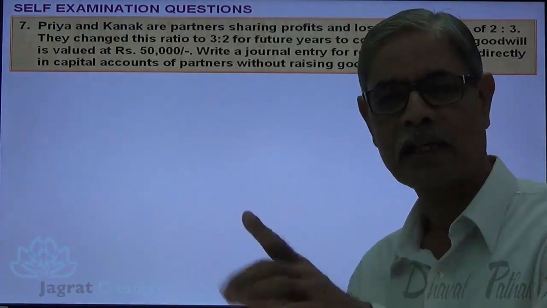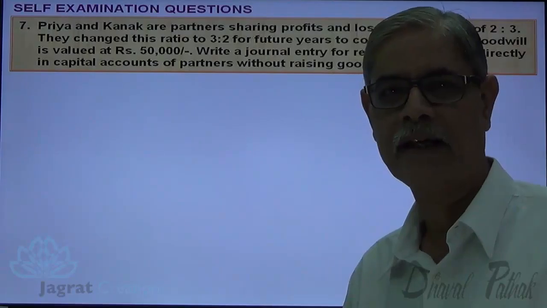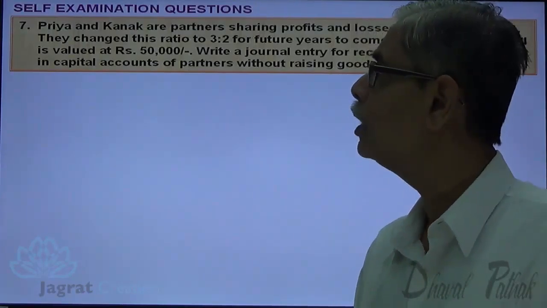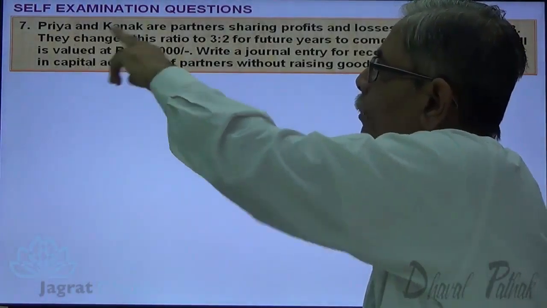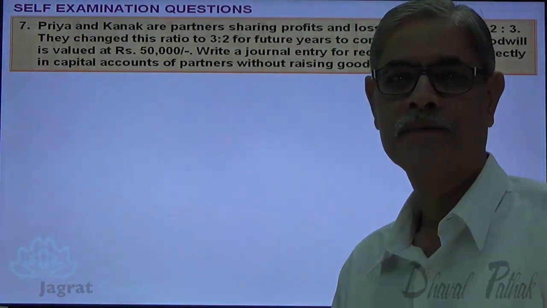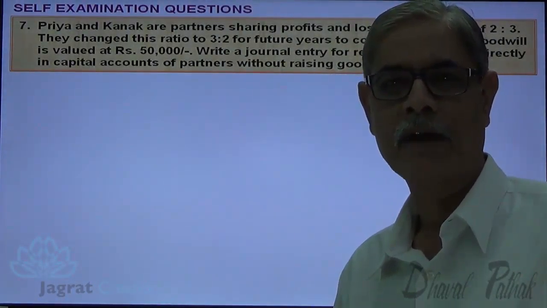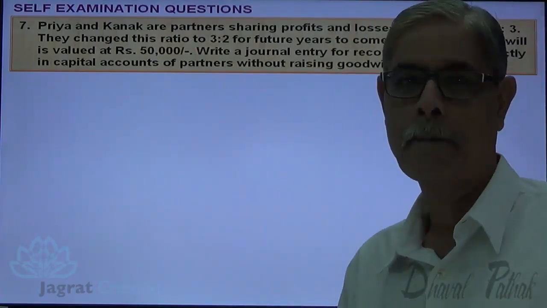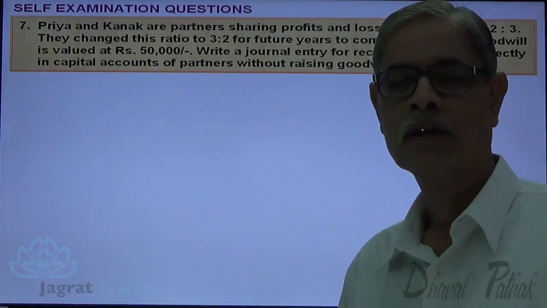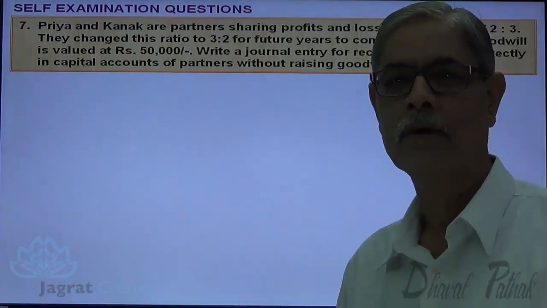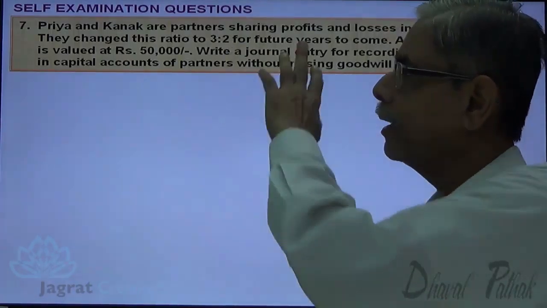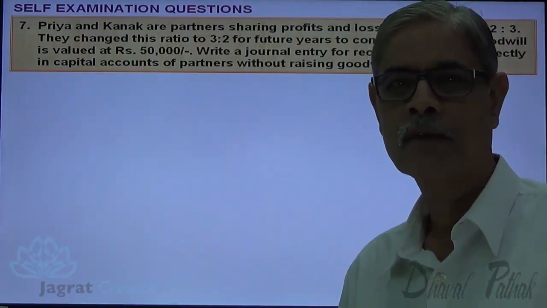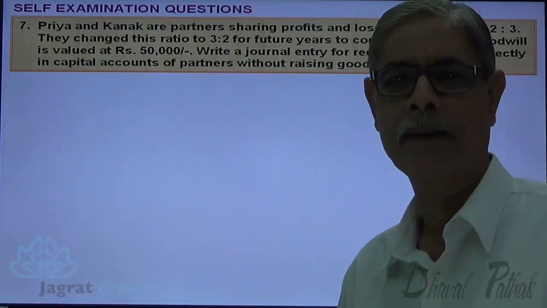Now the partner who sacrificed, capital account is to be credited, and the partner who gains, his capital account is to be debited. Now who is the gainer? See, Priya is the gainer. 10,000 is the equivalent value of 1/5 value of goodwill. So gainer has to pay. Sacrificer gets. The person who sacrifices, capital account is to be credited. So Kanak's capital account is to be credited. Priya's capital account is to be debited with 10,000 rupees. This is a simple explanation.